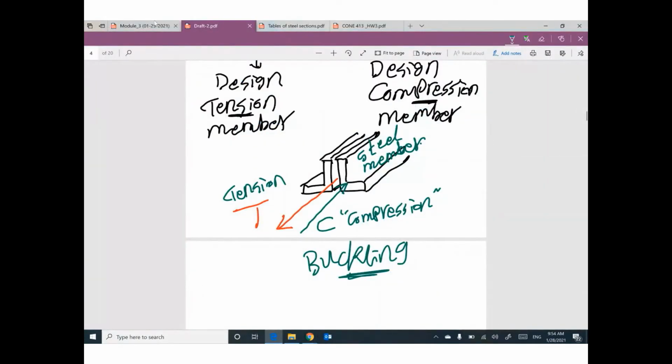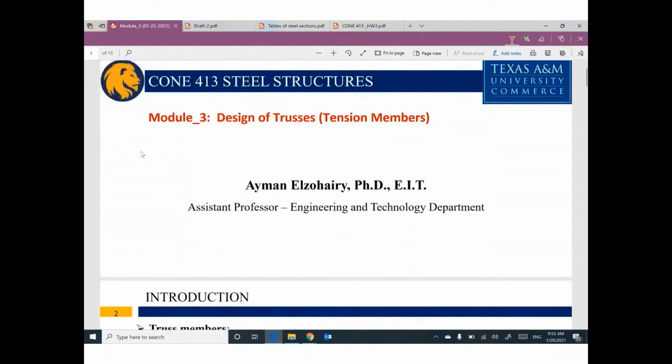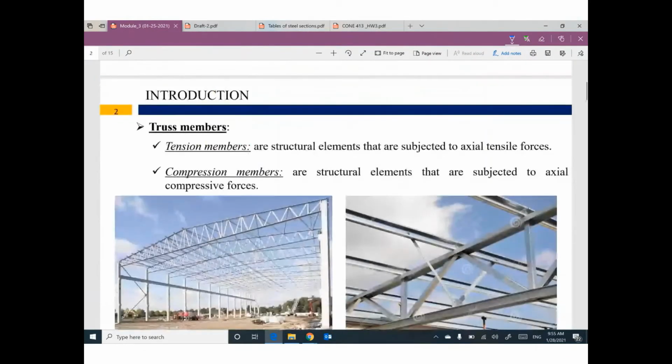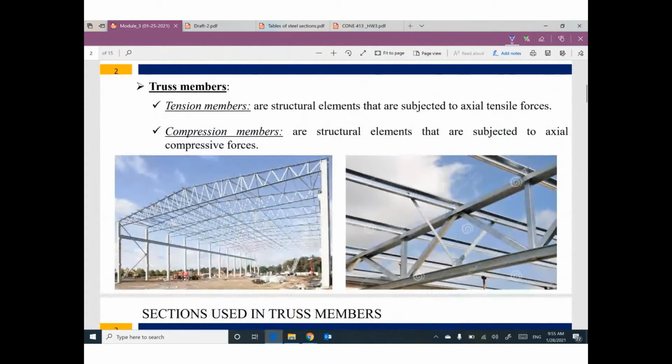Anyway, guys, so design of trusses. Today, I'm gonna start with design of tension member. Here is the truss. We finished the analysis of this truss. And right now, we can figure out the internal forces in each member. And I can tell you this force is tension or this force is compression. So we have tension members, we have compression members, and we need to design these members.